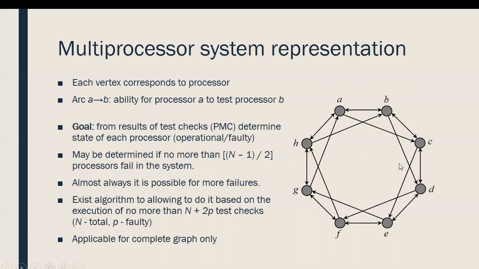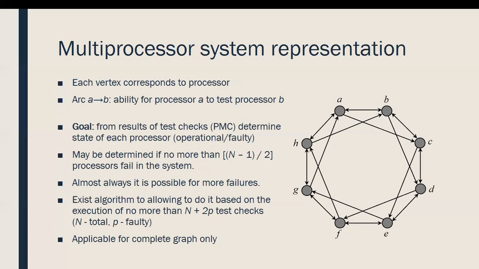The possibility of mutual testing of processors of the system can be represented as a directed graph like this. There, each vertex corresponds to a processor of the system, and the arc from vertex A to vertex B corresponds to the ability of processor A to test processor B. This graph describes capabilities of the system in terms of diagnostics. The goal of the research is to determine the state of each processor, operational or faulty, from results of mutual test checks, which are done according to the PMC model.